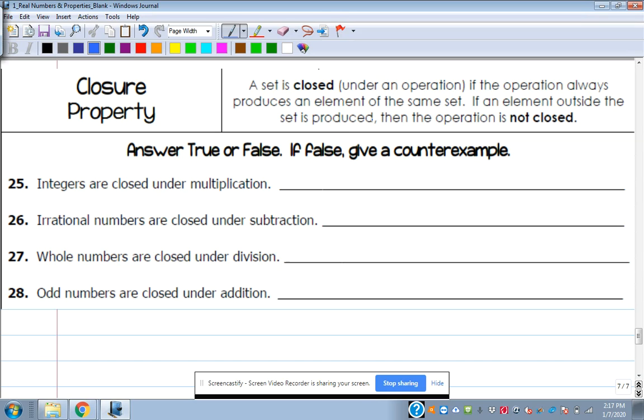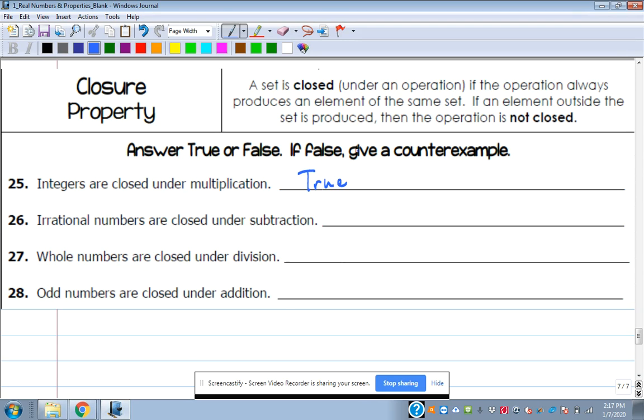The integers are closed under multiplication because we start with integers, we always get an integer back no matter what. Even if we take negative 5 times negative 2, that's a negative times a negative, that's positive 10, an integer. So no matter what I do, if I'm starting with integers and I multiply them together, I end up getting integers back. So this one is true. It is closed under multiplication.